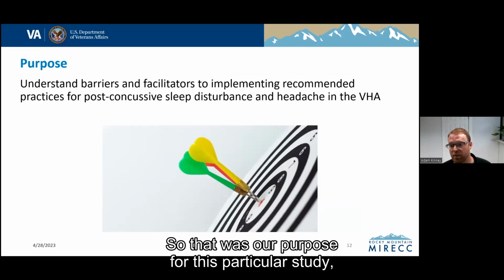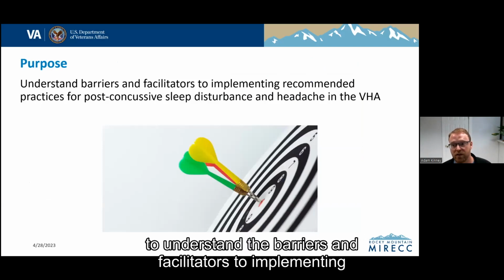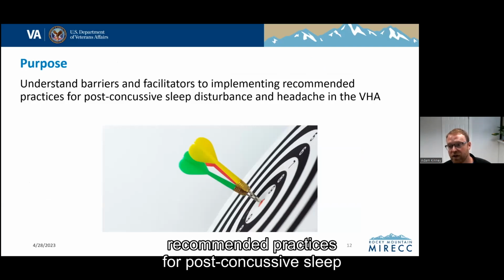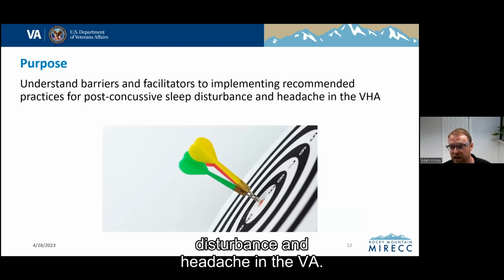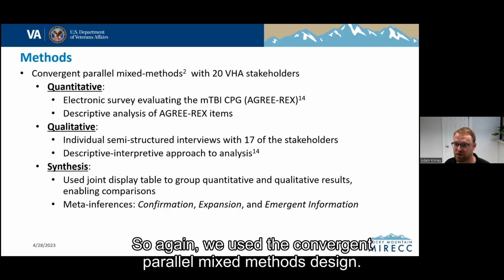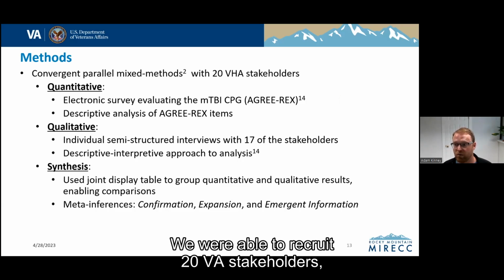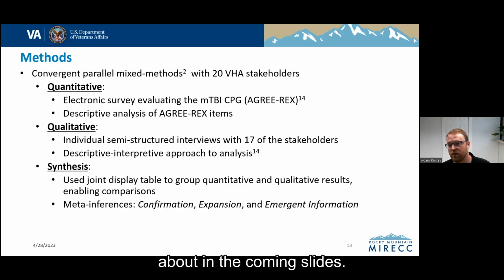So that was our purpose for this particular study, to understand the barriers and facilitators to implementing recommended practices for post-concussive sleep disturbance and headache in the VA. So again, we used a convergent parallel mixed methods design. We were able to recruit 20 VA stakeholders, who I'll tell you a little bit more about in the coming slides.